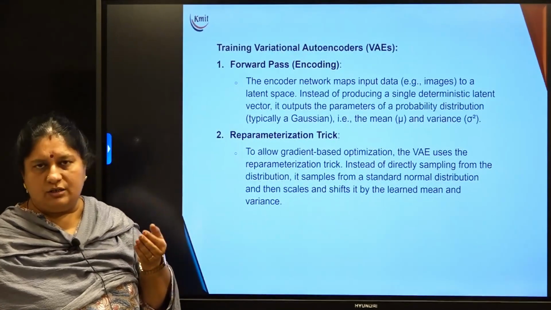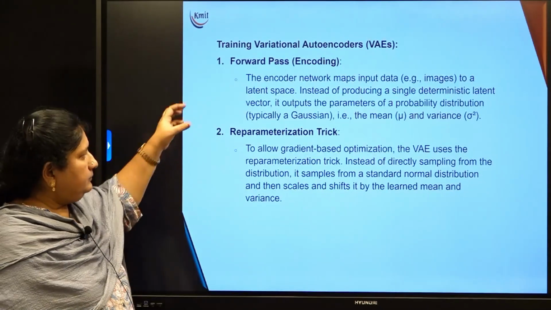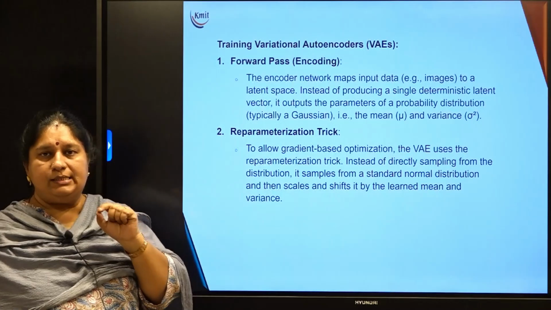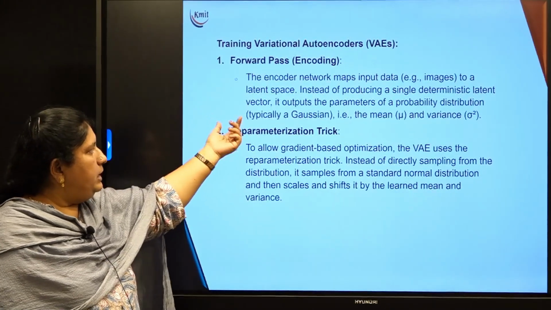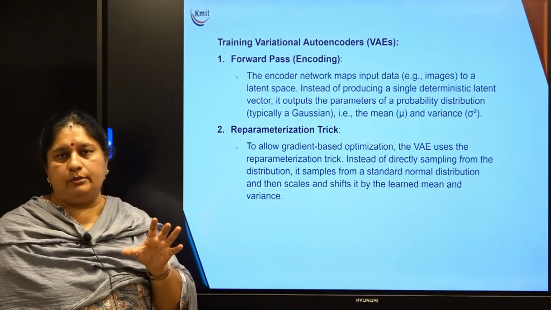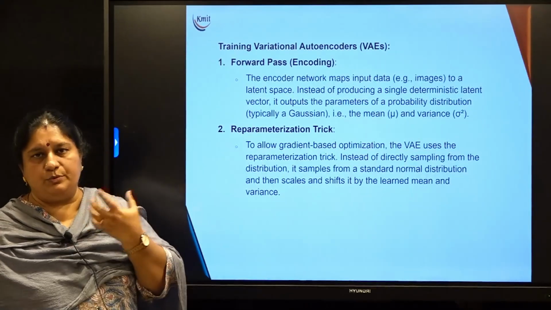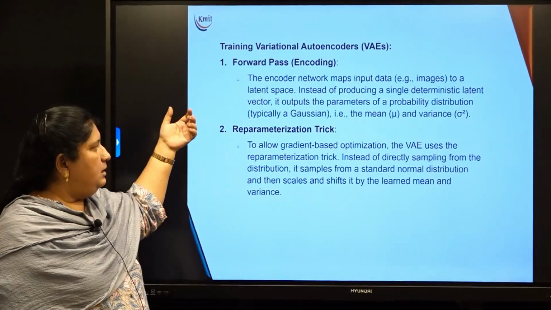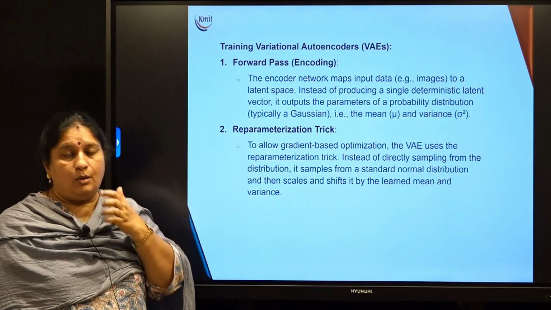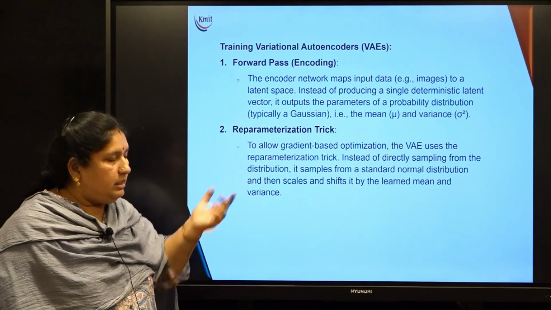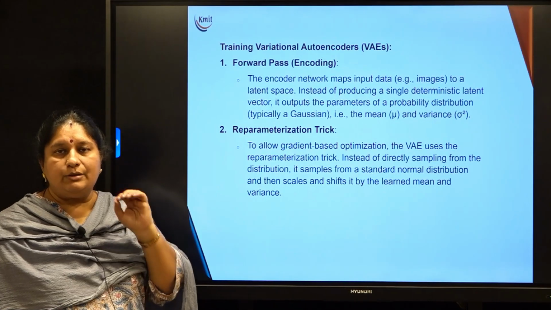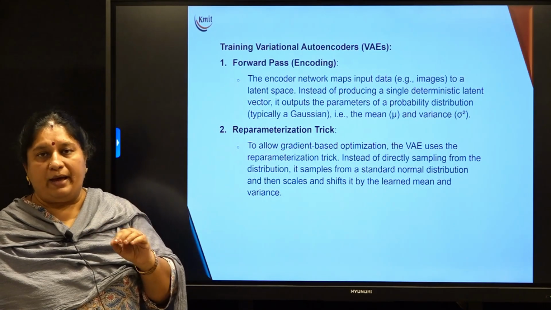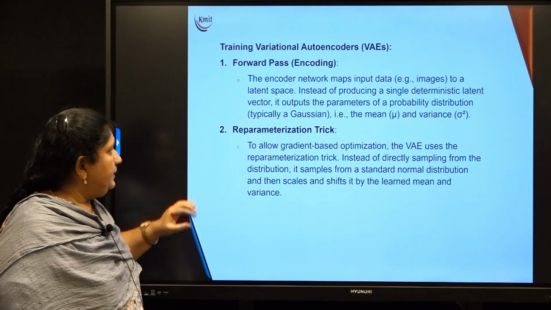We know the basic functionality of an encoder, and instead of producing a single deterministic latent vector, it will output the parameters of the data distribution, like the mean value of the input data, the standard deviation, and the variances of various input parameters. It will give the distribution parameters of the input data.